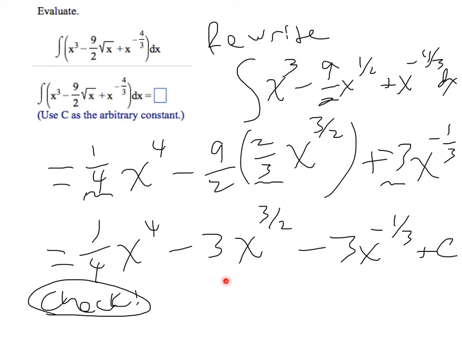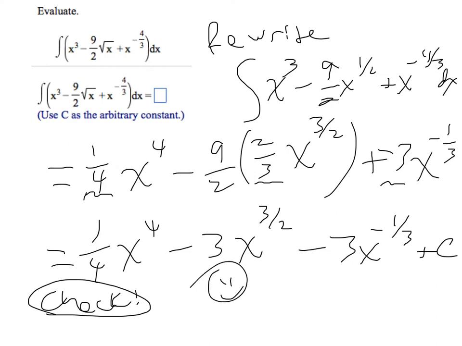The derivative of minus 3x to the 3/2 is negative 9/2 x to the 1/2, which is that term. And the derivative of minus 3x to the minus 1/3 is positive 1 x to the minus 4/3, which is that term. So it's very easy to take the derivative of each of these terms, match it up, and see that it really is correct.